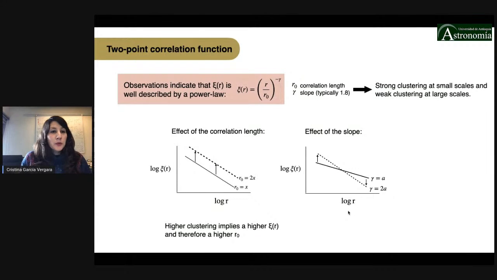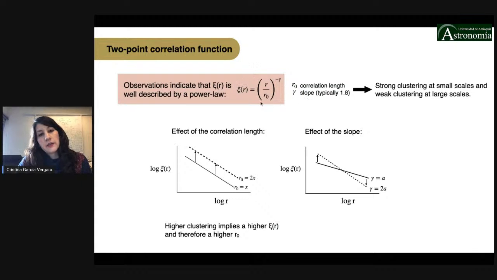Then a lot of people have been doing observations of the two-point correlation function using different samples of galaxies, mostly in optical wavelengths. And the results so far suggest that the two-point correlation function is well described by a power law, as I'm showing here with this equation. Normally, you have two parameters here. R naught is called the correlation length, and gamma is the slope of the correlation function.